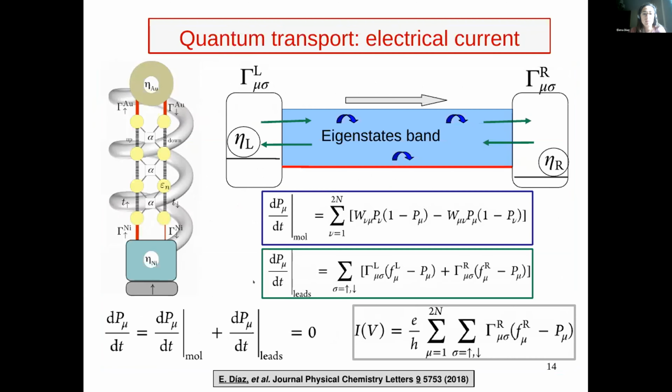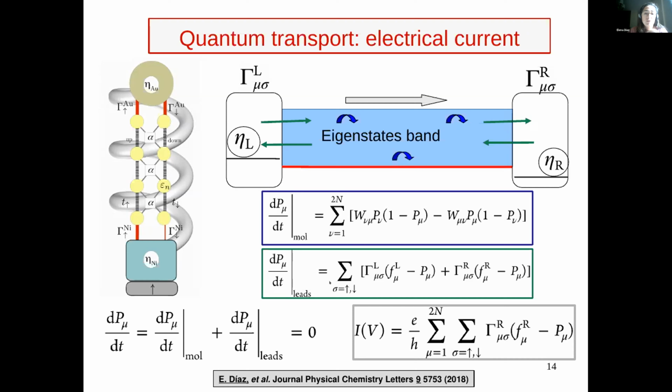So this is the master nonlinear equation, or rate equation, we have used to get the current along this molecular junction. It has two terms. One is from the molecular part, and here these transition rates W are connecting different eigenstates labeled by mu and nu. These P are the populations of the eigenstates. So the rate can be performed if the state mu is filled with an electron and goes to an eigenstate nu that is empty. And here we have the non-linearity in this part.